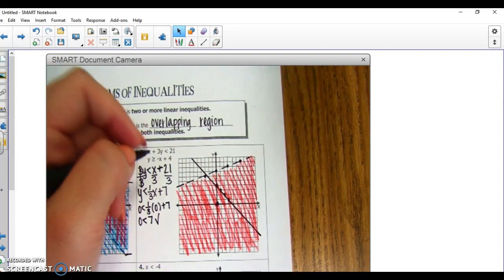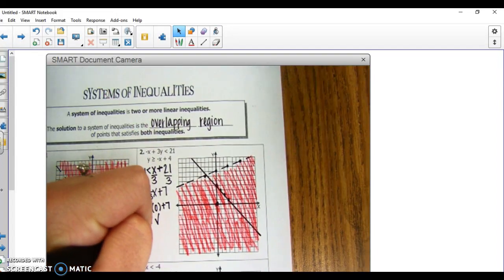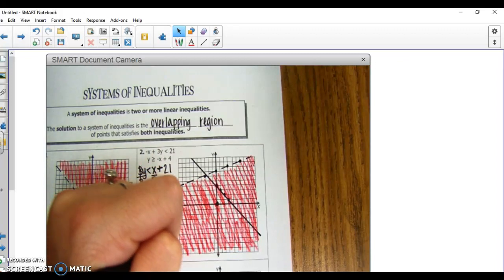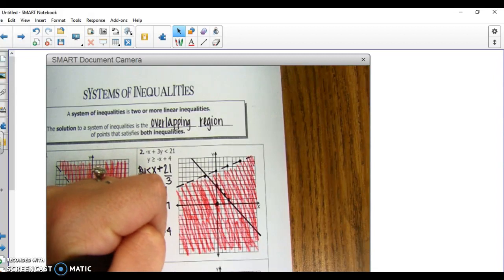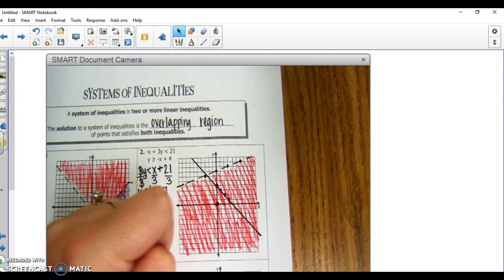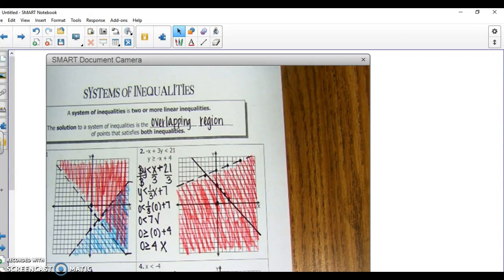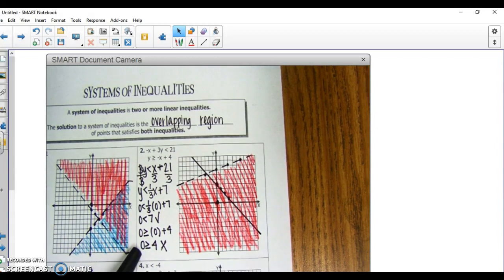So now I need to use my test point. So is 0 greater than or equal to 0 plus 4? So is 0 greater than or equal to 4? No, it is not. So I have to shade the side that does not include (0, 0) in it.